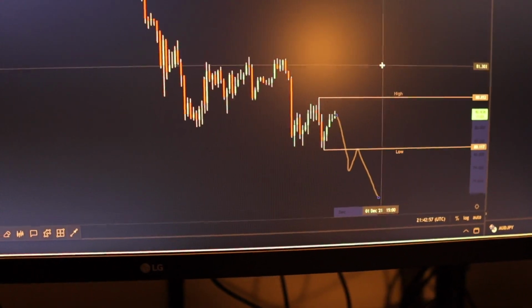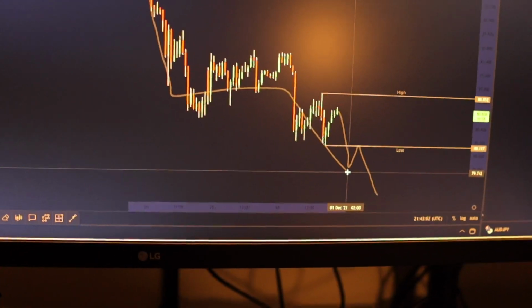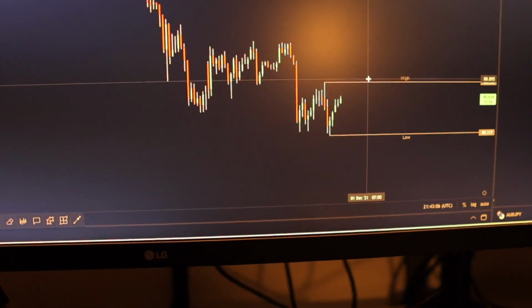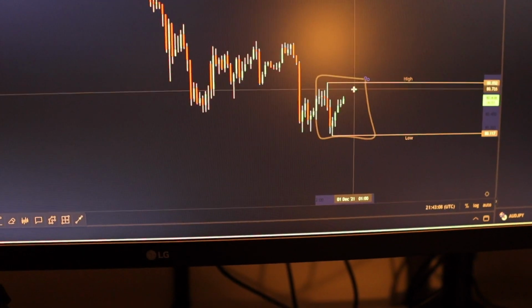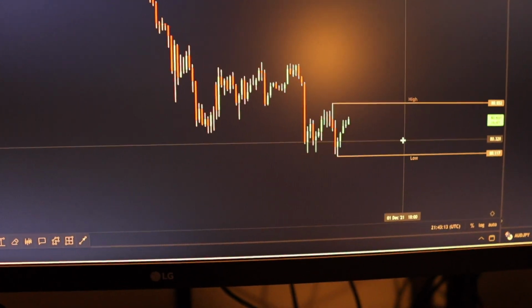So I'm more biased short simply because this trend is heavily biased short, but it doesn't mean that we cannot have longs. It will depend. I will wait to see what develops within here, and only then am I going to adapt to the market.